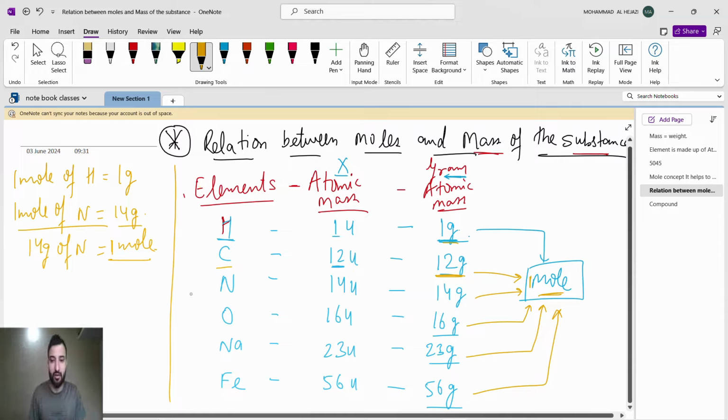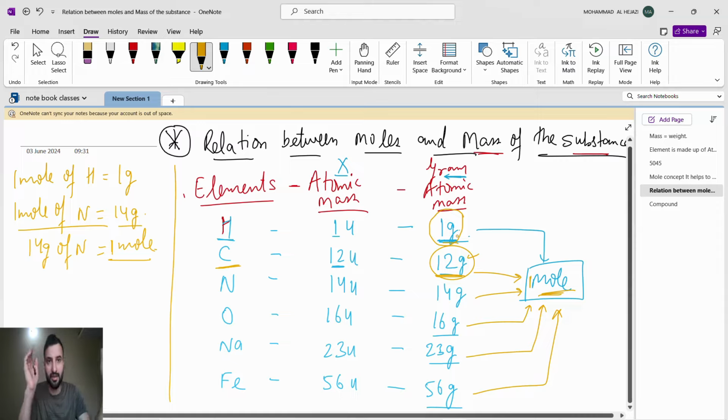Guys, what does it mean? It means the atomic mass. Atomic mass will tell the mole. Carbon atomic mass is 12, so 12 gram is 1 mole. You can take any element. Let's take boron. Boron atomic mass is 11. If I talk about gram atomic mass, boron gram atomic mass is 11 gram. So 11 gram is 1 mole. Whatever the atomic mass, that is 1 mole.